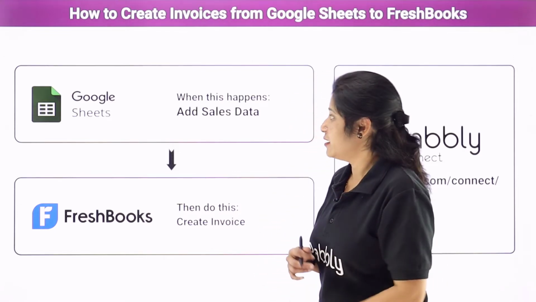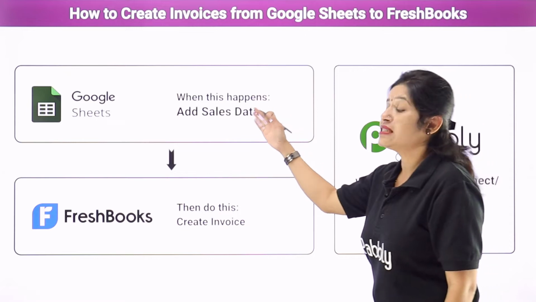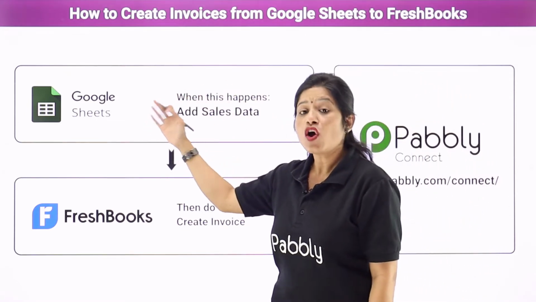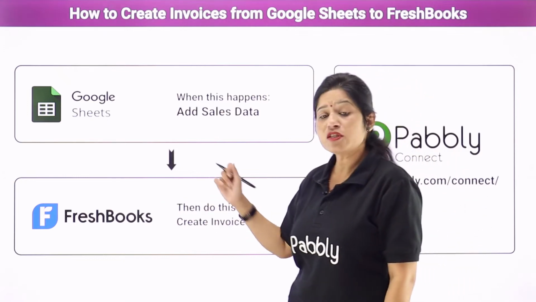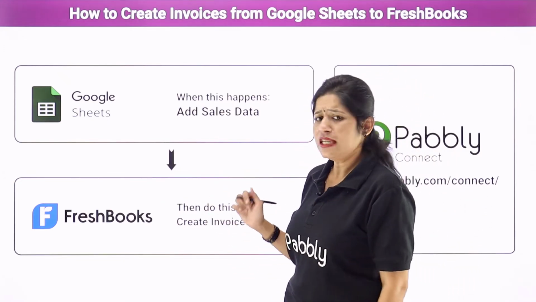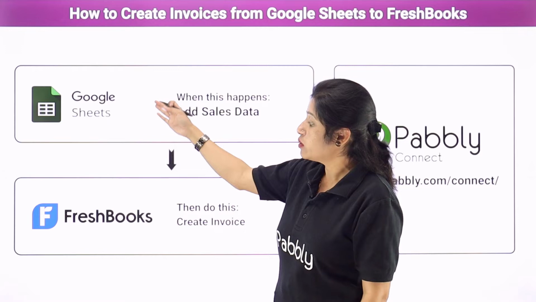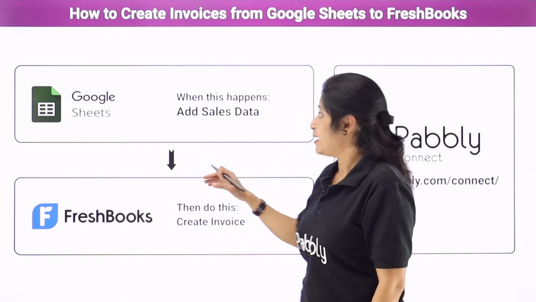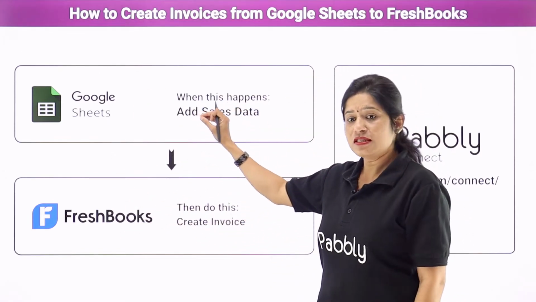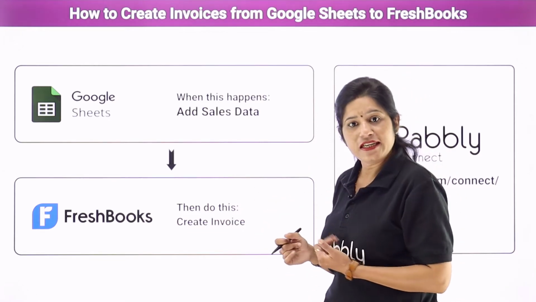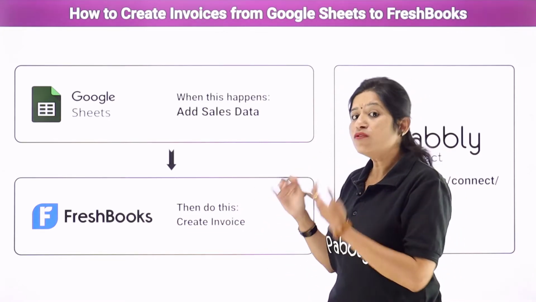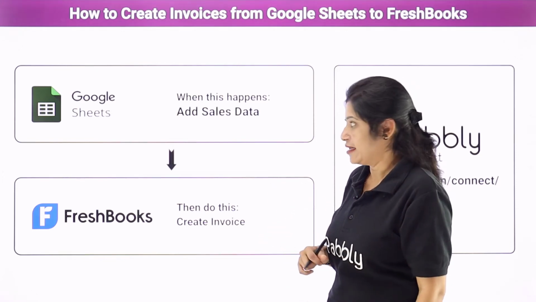So the idea here is that whenever you add sales data to your Google Sheets, automatically a new invoice should get generated into your FreshBooks account. For this, we need to create a connection between Google Sheets and FreshBooks so that whenever data is added to Google Sheets, automatically a client is created in your FreshBooks account and an invoice is generated for that particular client.